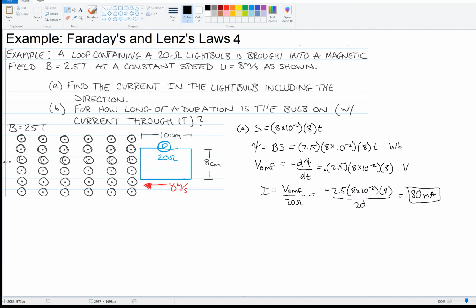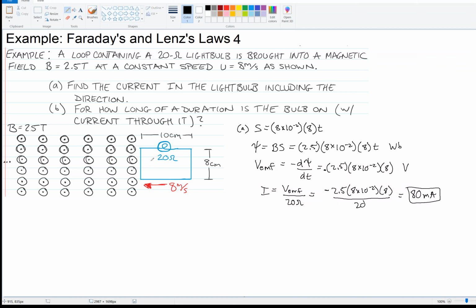I'm dropping the negative sign because the negative sign is related to the direction, which I'm going to address next, still in part A. So we know that there's 80 milliamps or negative 80 milliamps, but let's address the direction right now. Here's the conceptual idea behind Lenz's law. The mathematical idea is just to include the negative sign.